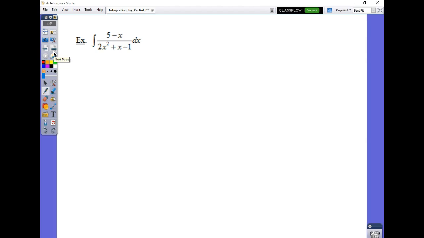Not too shabby. So this problem, we're going to set my fraction (5 minus x) over (2x squared plus x minus 1) equal to some a over something plus some b over something. What are those somethings? Well, I see a 2x, and an x. It's going to be plus 1 and minus 1, because I want to have a positive 2 and a negative 1.